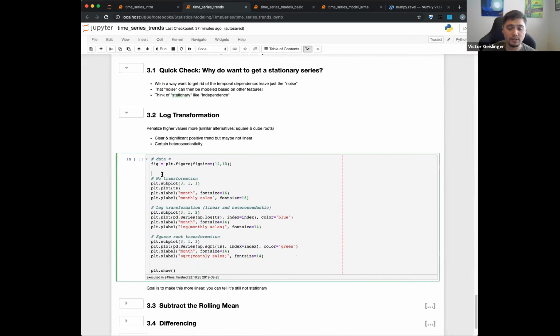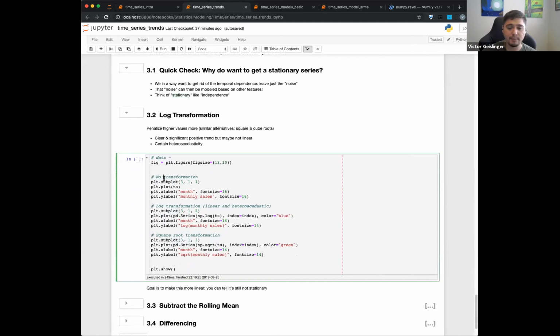So I'm showing you some examples here. This is the time series that I created to begin with, using no transformation, a log transformation, and also a square root transformation. Note that you can use square roots and cube roots to also do the transformation. Log transformations tend to be more common.